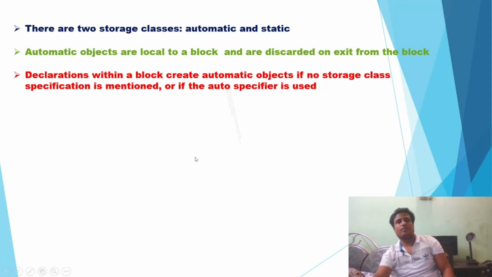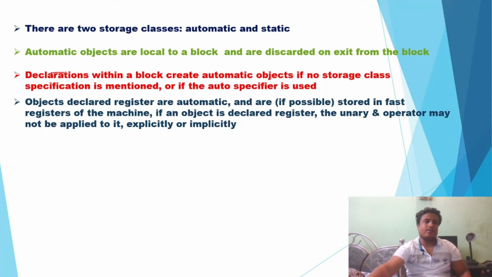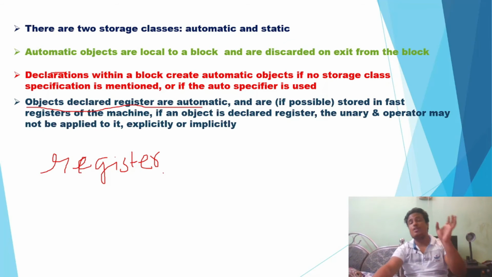So now moving on. Objects declared register are automatic and are stored in a fast register of the machine. If the object is declared register, the unary and operator may not be applied to it, explicitly or implicitly. So what does this line say? Objects declared register are automatic. Suppose we write register here; it will make the variable be stored in a register itself.